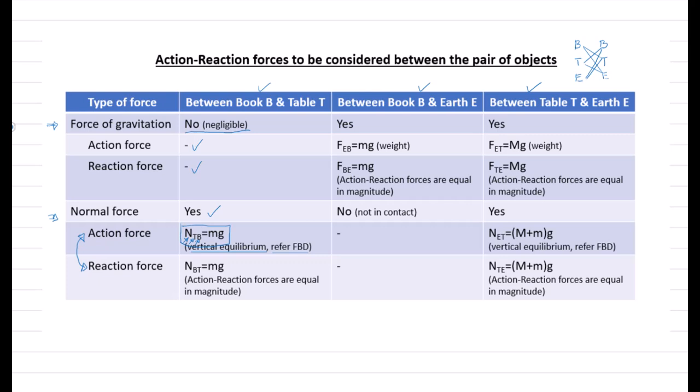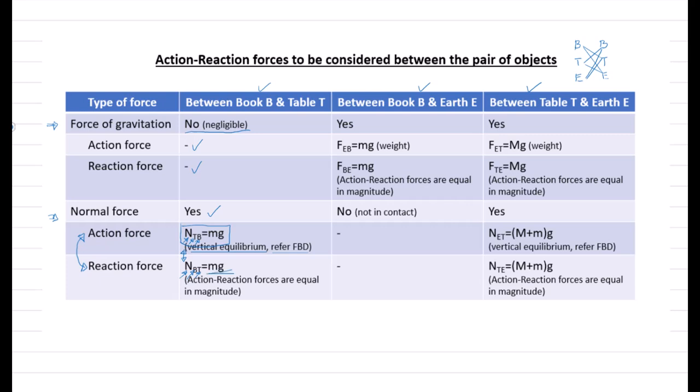And since every action force has a reaction force, there will also be a normal force provided by the book on the table. And that's because that's the action and reaction force. And why will it be equal to mg? Because action and reaction forces are always equal in magnitude. They may be opposite in direction, but they're always equal in magnitude. So these two, NTB and NBT, form an action-reaction pair, and that's why NBT will be equal to mg.